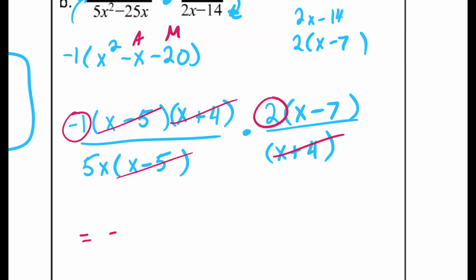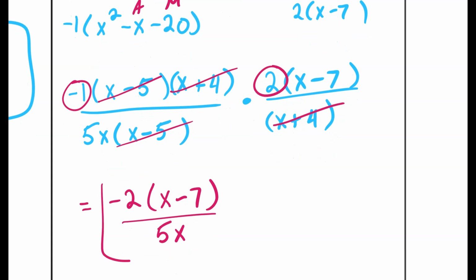-1 times +2 is -2, and I have that x minus 7, and I still have a 5x in the denominator. So you don't need to distribute the -2. Usually I try to leave it as factors as I can, so this is as far as we can go for this one.